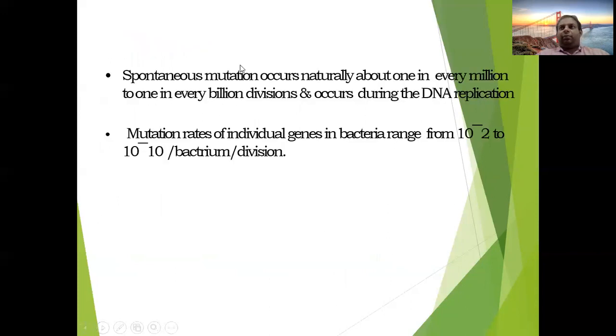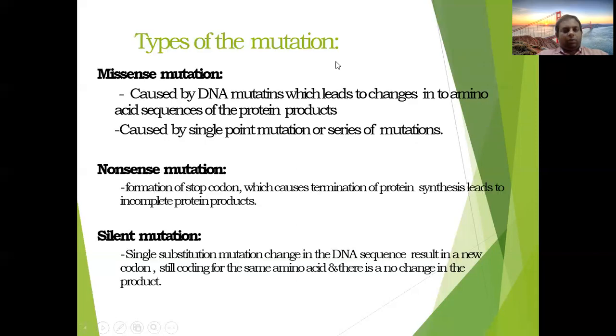Spontaneous mutation occurs naturally, so it is part of natural selection, right? It occurs during DNA replication. Mutation rates are 10 to the power minus 2 to 10 to the power minus 10 per bacterium per division. There are types of mutation, just to recall: missense mutation, nonsense mutation, and silent mutation. In silent mutation, there is a substitution of one base pair, maybe several, but no apparent expression.